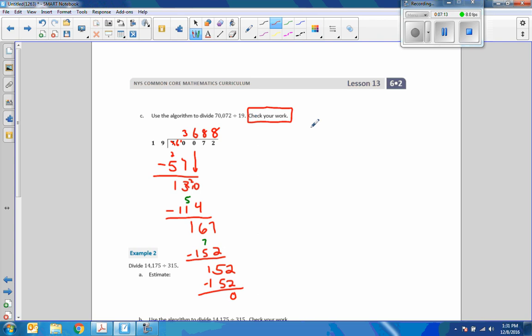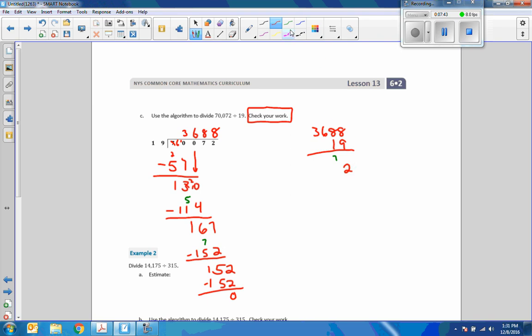Checking your work means to take what you got as a quotient, multiply by your divisor, and check. Okay? This times this should equal what we started with. So 9 times 8 is 72. I'm going to leave a space and show you how to do leftovers or remainders, carries. So I'm going to put the 7 there. 9 times 8 is 72.